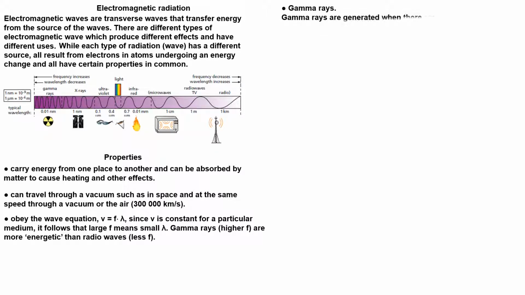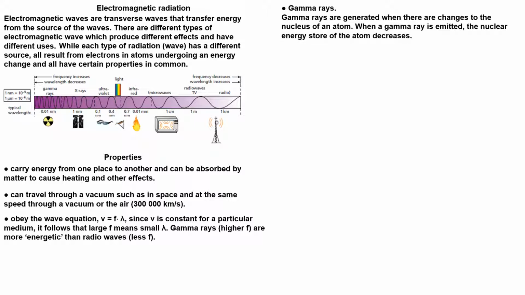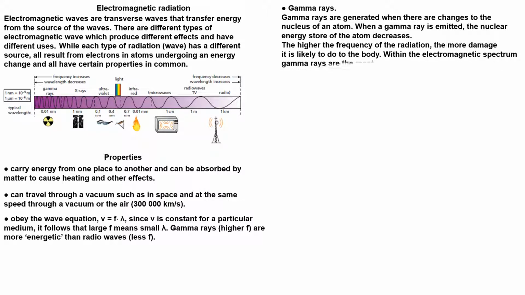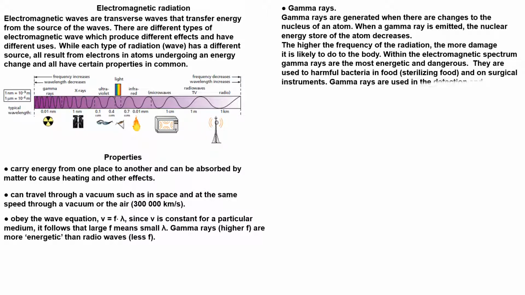Gamma rays are generated when there are changes to the nucleus of an atom. When a gamma ray is emitted, the nuclear energy store of the atom decreases. The higher the frequency of the radiation, the more damage it's likely to do to the body. Within the electromagnetic spectrum, gamma rays are the most energetic and dangerous. They are used to kill harmful bacteria, sterilizing food and surgical instruments. Gamma rays are used in the detection and treatment of cancer.